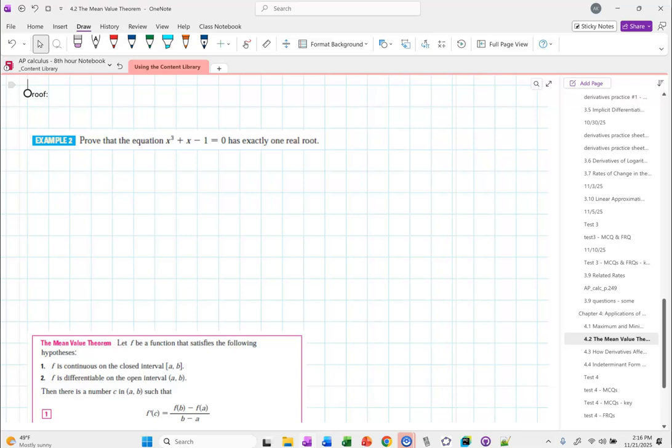Let's look at a couple of things first, right? So what do you think we're going to do? How do we think we're going to prove that this has exactly one real root? Just set it equals 0 and solve, right? Or at least take the derivative and then solve, and then you can find the real root.